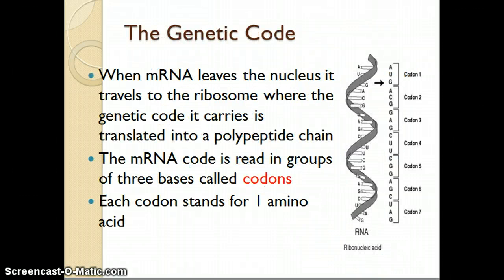mRNA is like the master blueprint because it is created in the nucleus from the DNA template and carries the instructions from the DNA out to where the protein is actually constructed on the ribosome. The mRNA code is read by the ribosomes in groups of 3 bases called codons. Each codon codes for one amino acid, which gets added to the polypeptide chain.